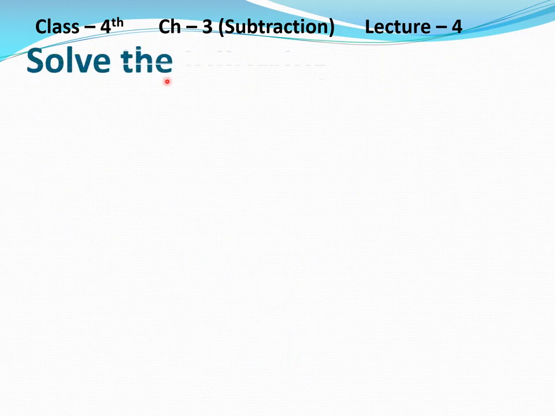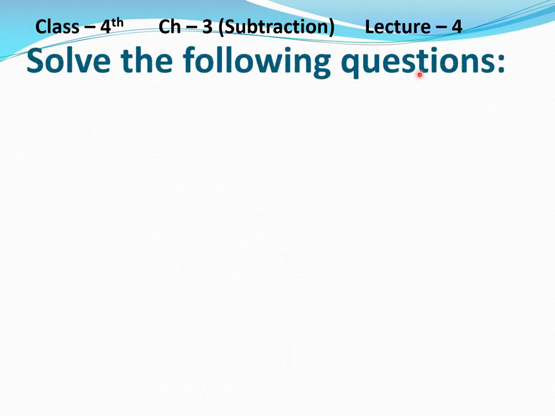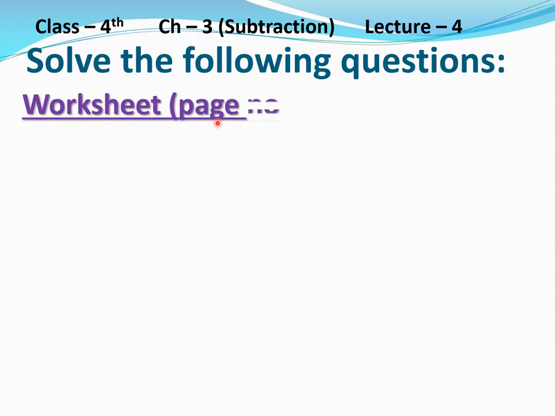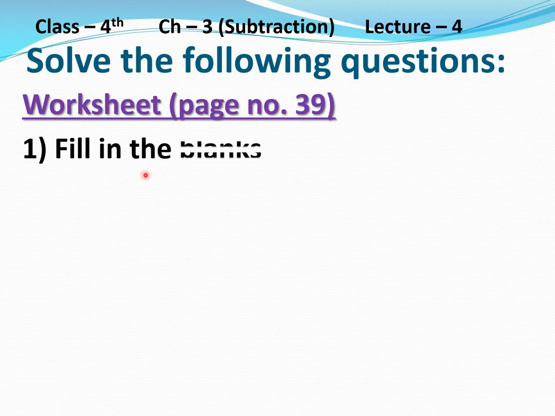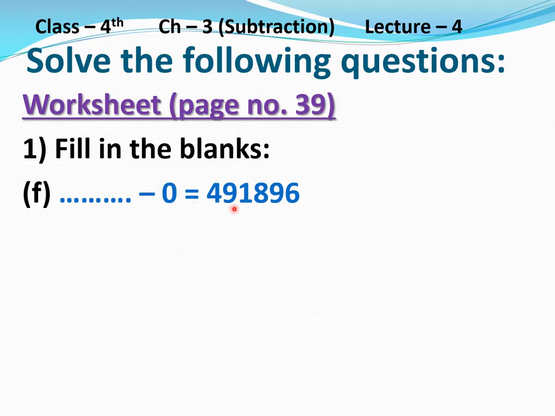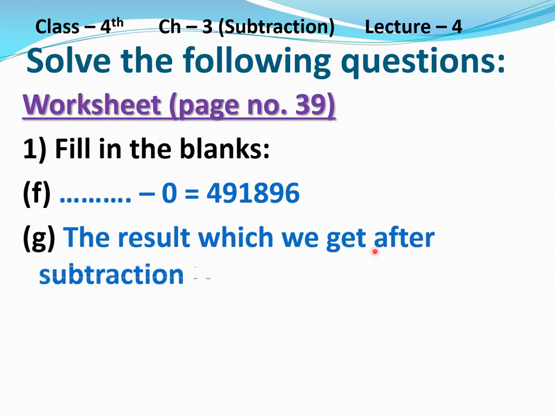Now solve the following questions assigned as homework. Worksheet given on page number 39. Question 1. Fill in the blanks. F part: dash minus 0 equal to 4,91,896. G part: the result which we get after subtraction is called the dash.